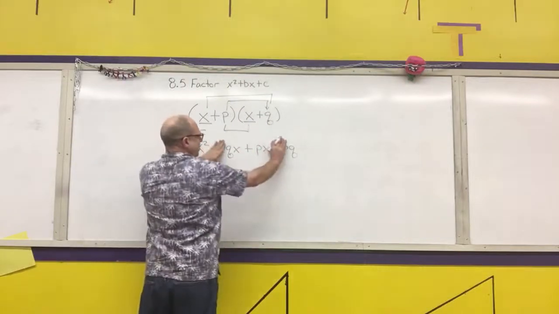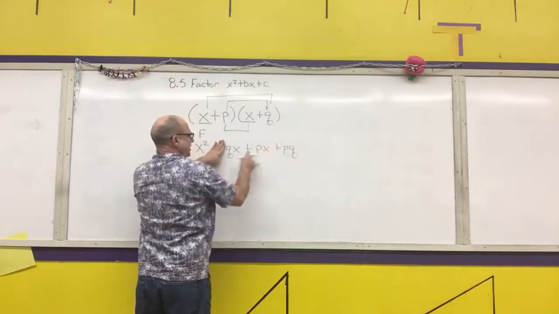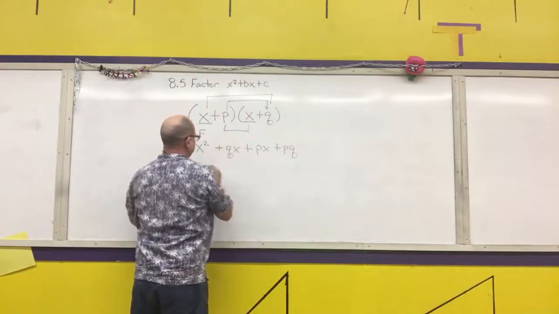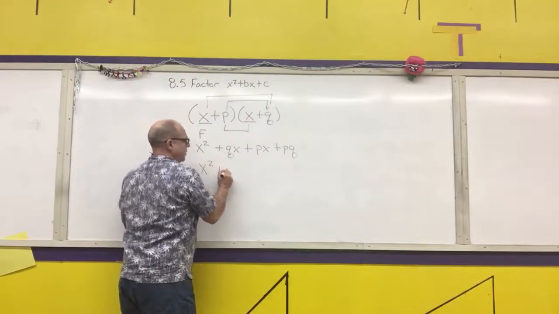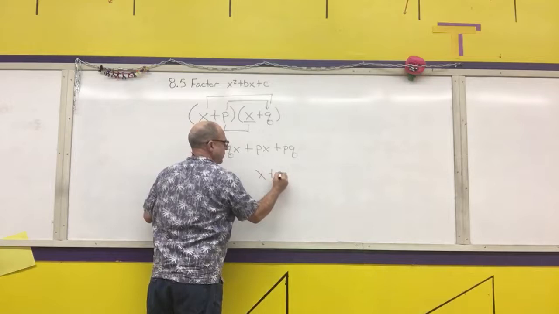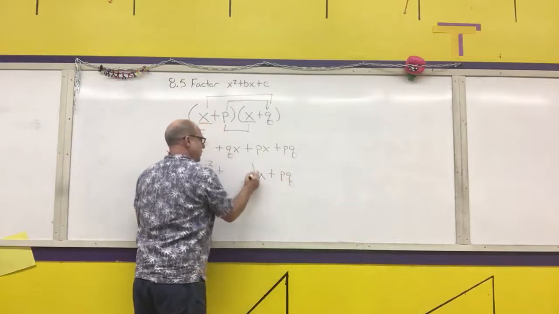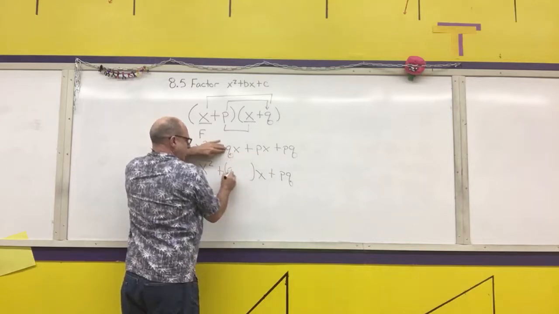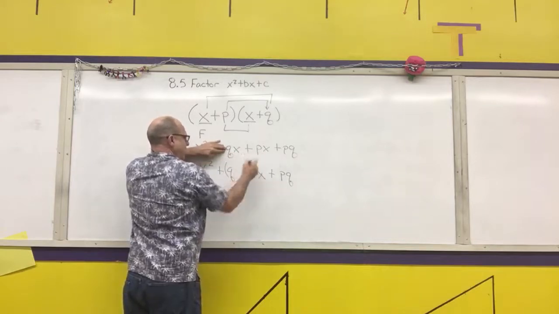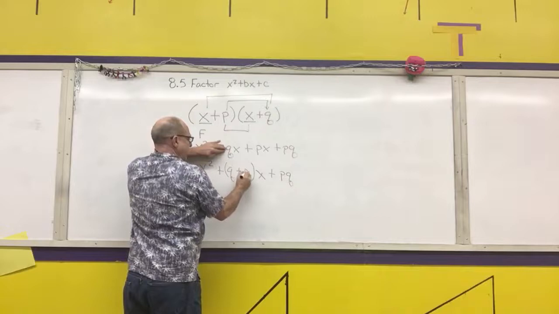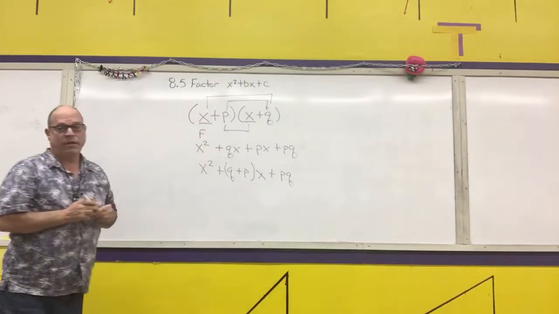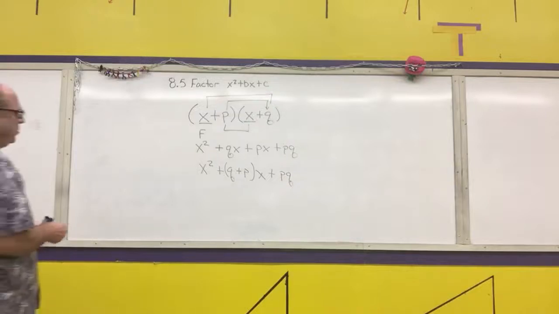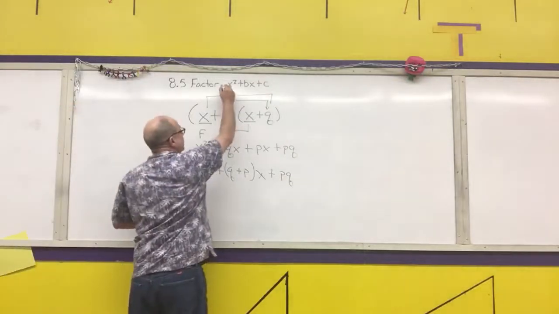There is a common term in the middle two terms, and that is x. So I'm going to factor out the x. So qx divided by x is q, and px divided by x is p. And what you need to look at is the form that I just wrote and compare it to the top form.